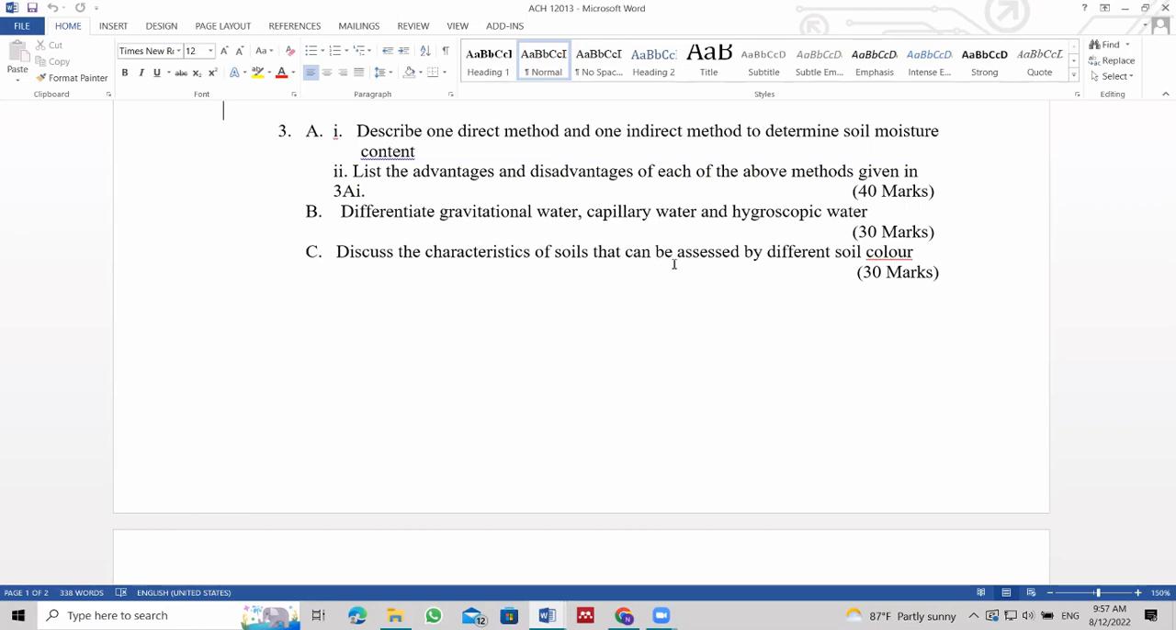So maybe the water table is rising and dropping. So that's why the mottles are there. And also yellow color is hydrated iron oxides. So maybe the drainage is medium, or it is in the medium aspects of the slope. Okay. And so you should be able to discuss the different colors and what can be told about the soil if the soil is that color. Okay.